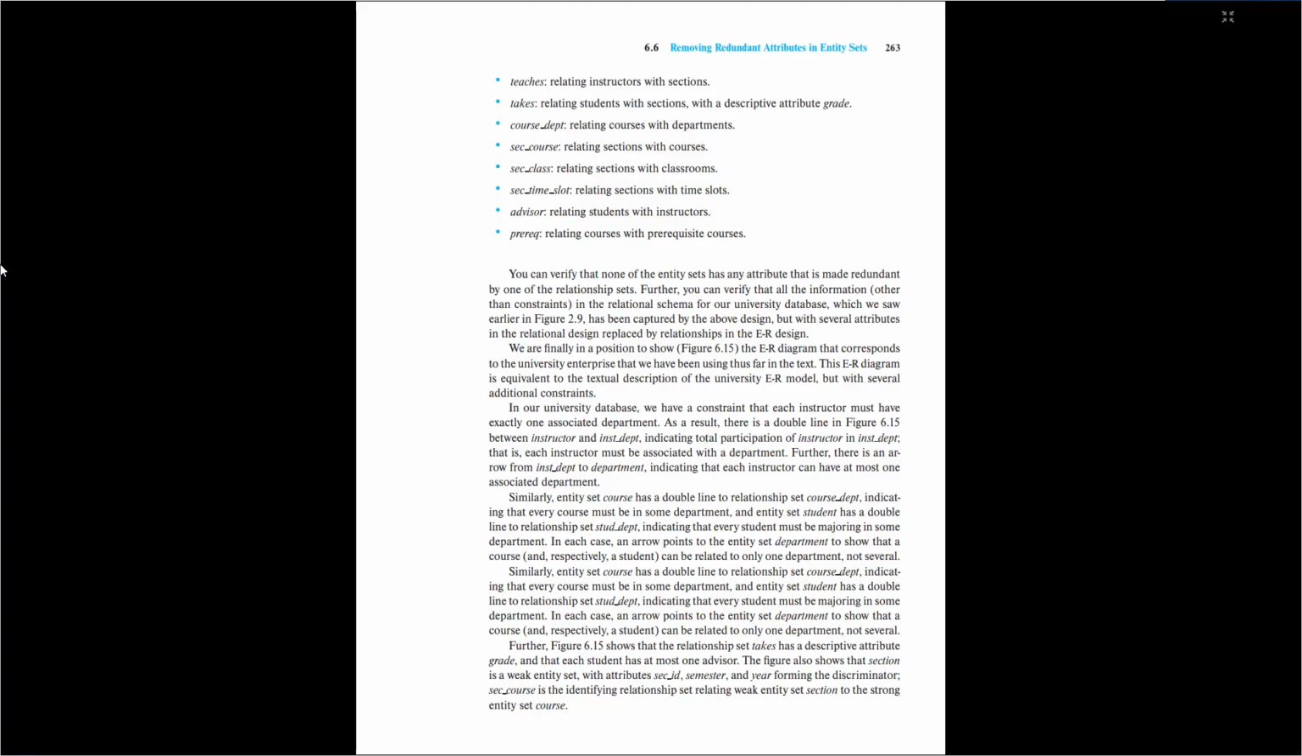Further, Figure 6.15 shows that the relationship set takes has a descriptive attribute grade, and that each student has at most one advisor. The figure also shows that section is a weak entity set, with attributes sec_id, semester, and year forming the discriminator. Sec_course is the identifying relationship set relating weak entity set section to the strong entity set course.